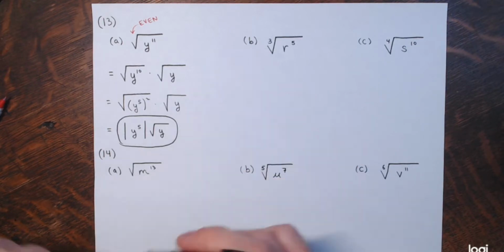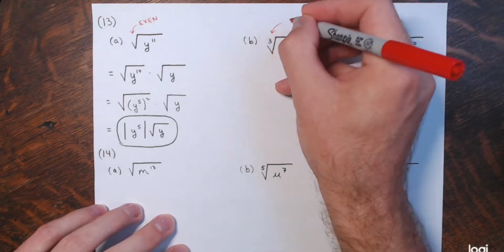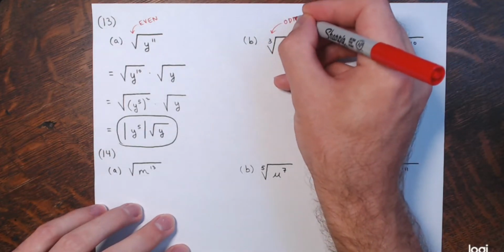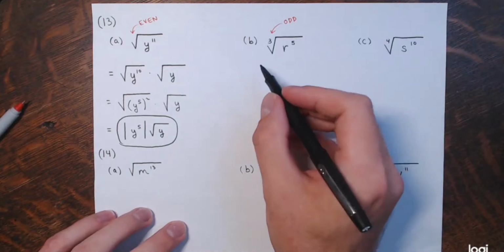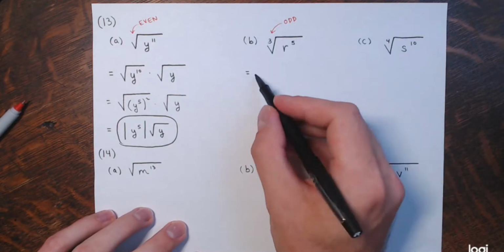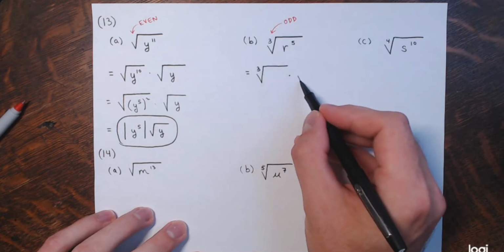All right, now part B, doing a cube root. That is an odd root, so I don't have to even think about using absolute value symbols. They are not necessary. Odd roots can be positive or negative. So once again, using the product rule here, I'm going to write this as a cube root times a cube root.